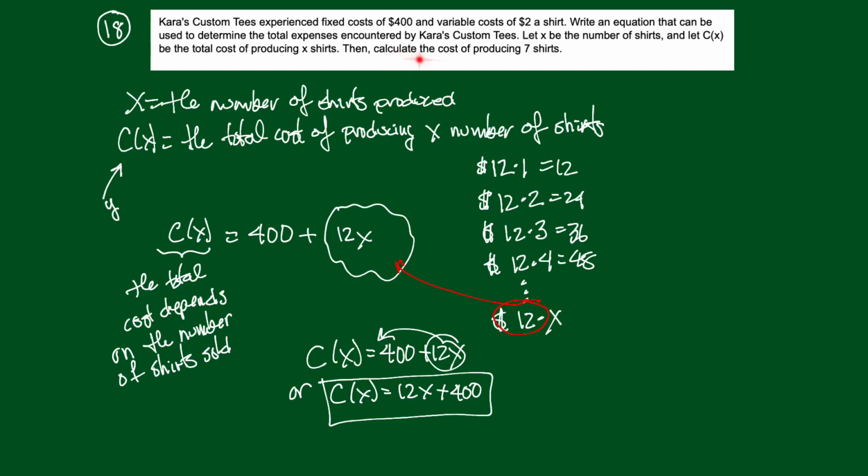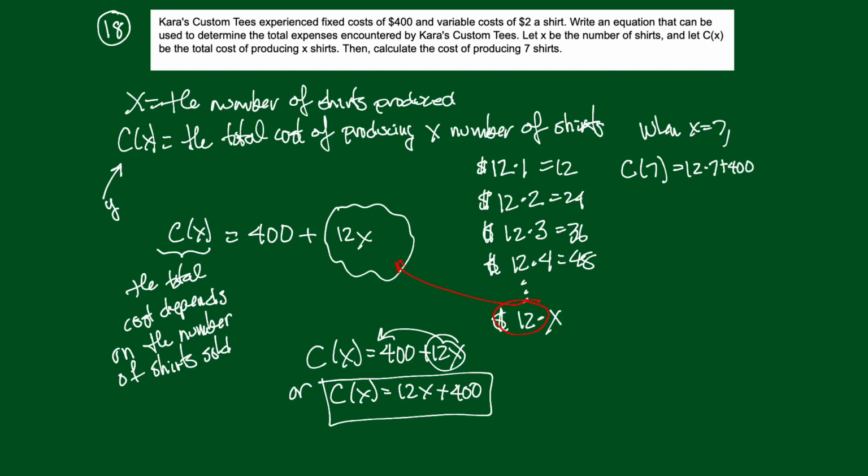And the second part says calculate the total cost of producing 7 shirts. So I'm just going to come down here. What is x? X is the number of shirts that you produce. So if x is equal to 7, I'll say it up here on the right. When x equals 7, C of 7, right, replace all the x's with 7. I'll put a 7 here, I'll put a 7 here. So this is going to be 12 times 7 plus 400.